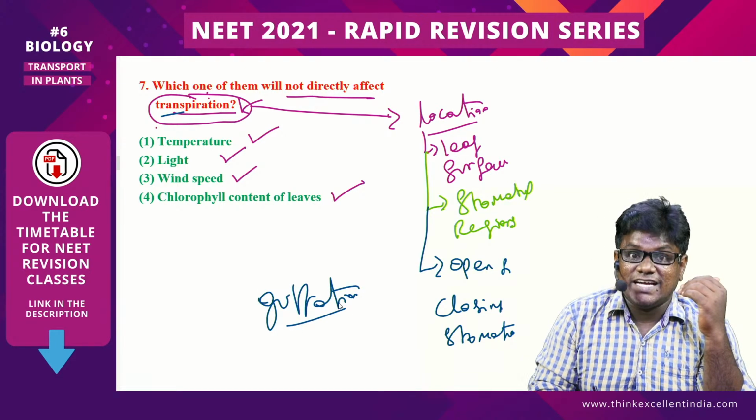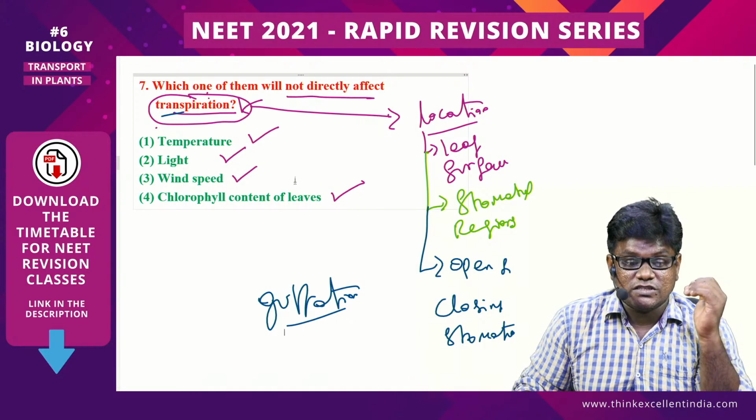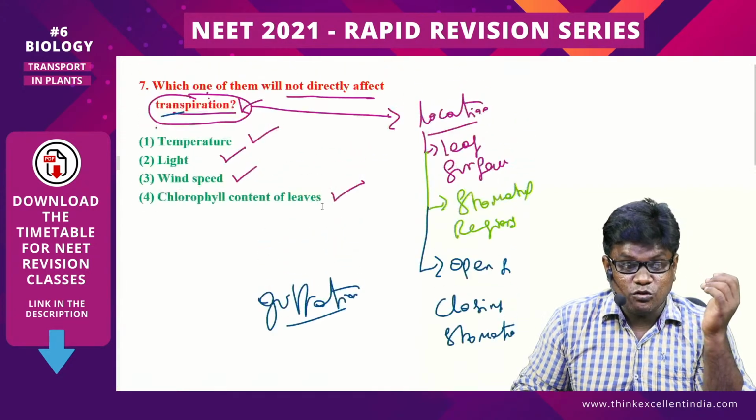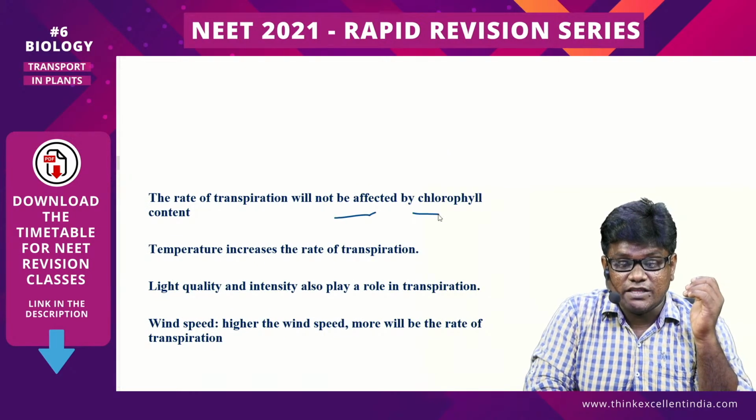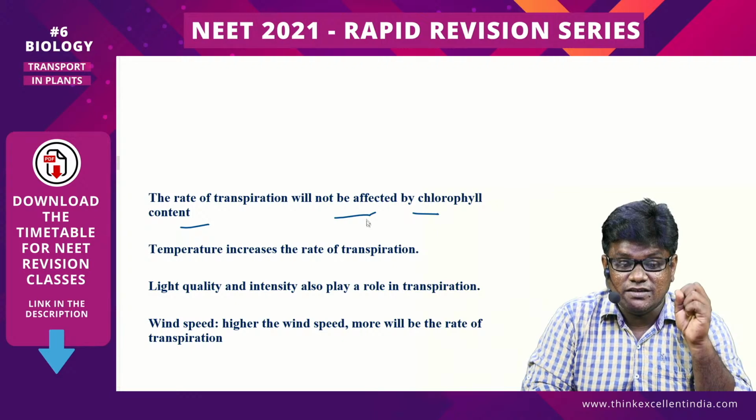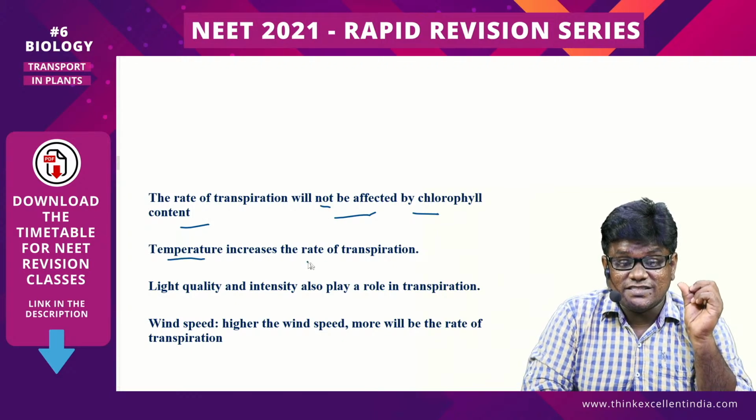Okay? That is guttation. That is another different type of process, where water will be removed. And here the rate of transpiration will not be affected by the chlorophyll content. Directly you can see why the temperature increases the rate of transpiration.